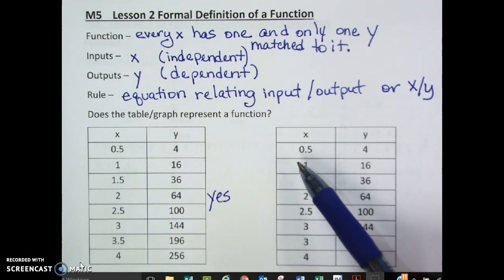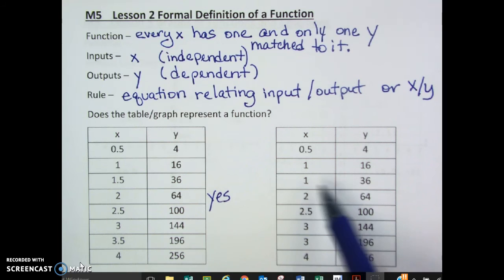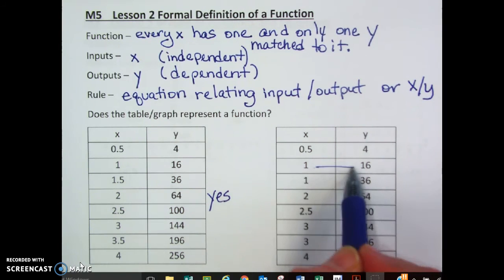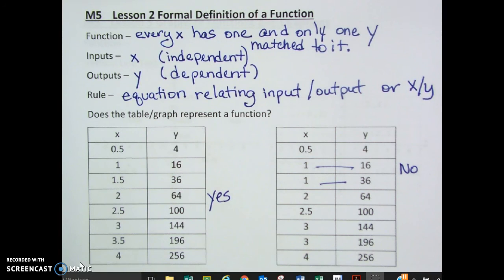Now, this table, 0.5 goes to 4, but 1 goes to 16 and to 36. Because 1 goes to 16 and to 36, we don't need to look any further. This is not a function. So our x values can only have one y value matched with it. Otherwise, it's not a function.